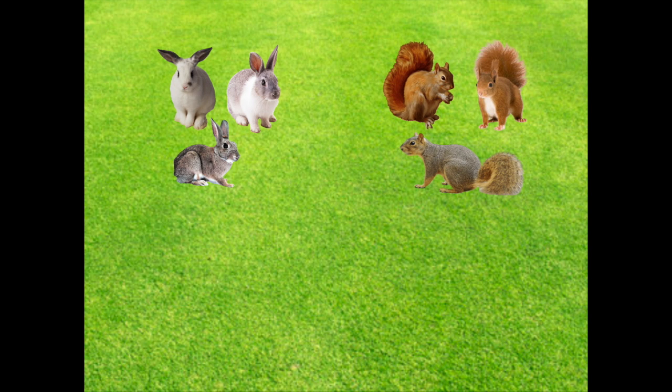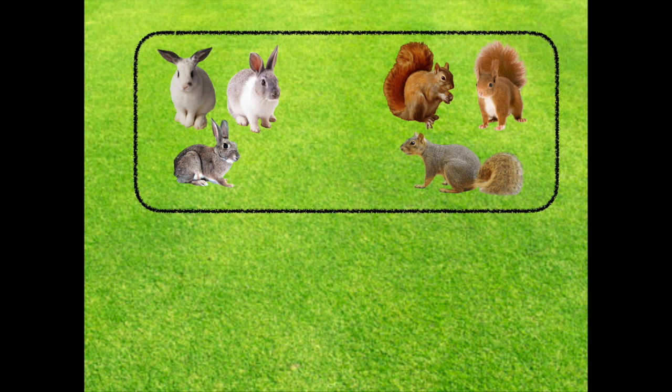All right, let's check out our math story. Can you tell a math story about the picture of the animals? You could say there are 3 rabbits and 3 squirrels came to join them. How many animals are there in all? To figure out how many animals in all, you need to count all of the animals. Help me count. 1, 2, 3, 4, 5, 6. There are 6 animals in all.